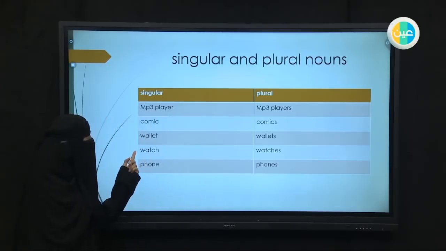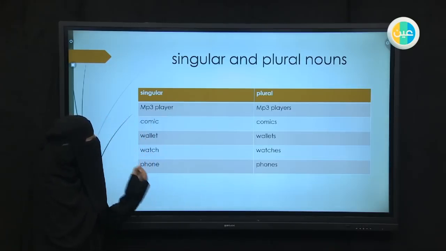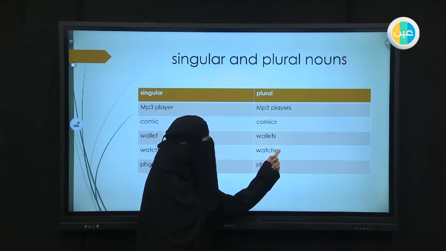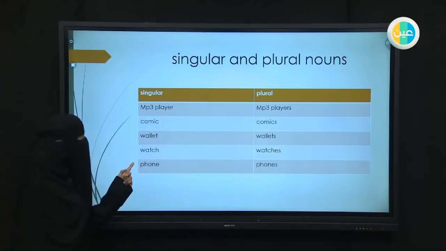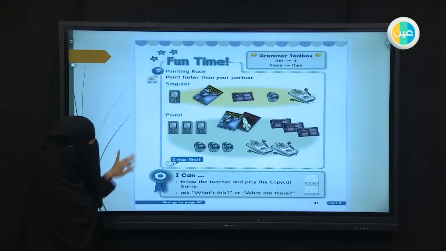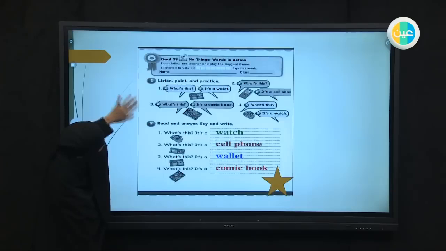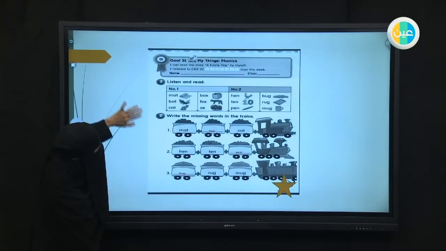Look at watch. Watch, one watch. Watches, what did we add? E before the S. Perfect. Phone, one phone. And then we added, let's go back to it.